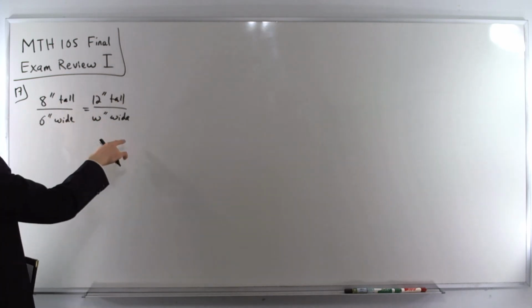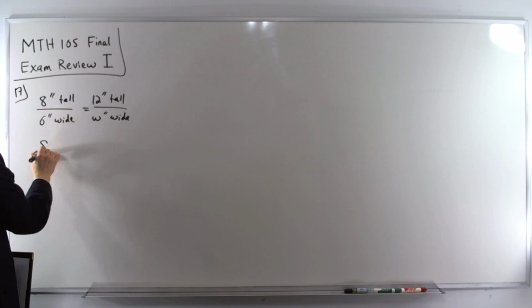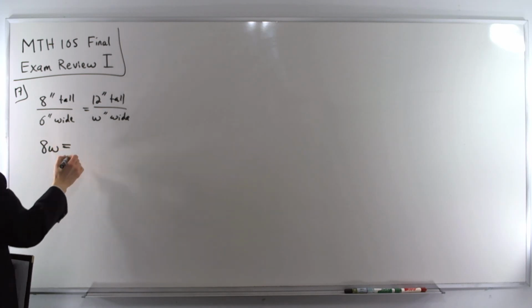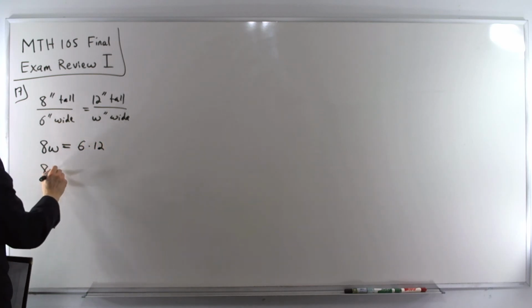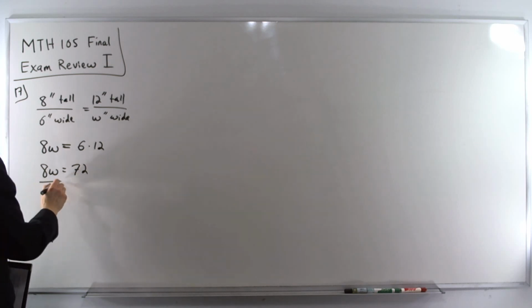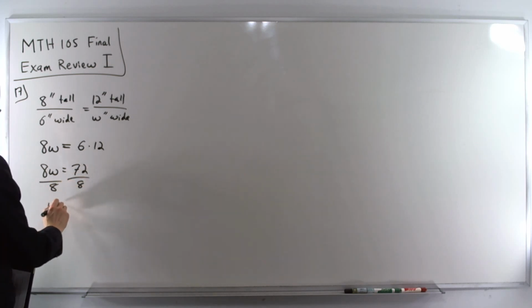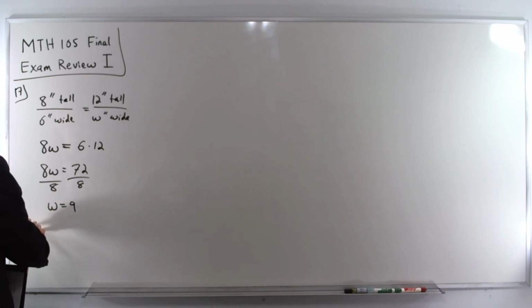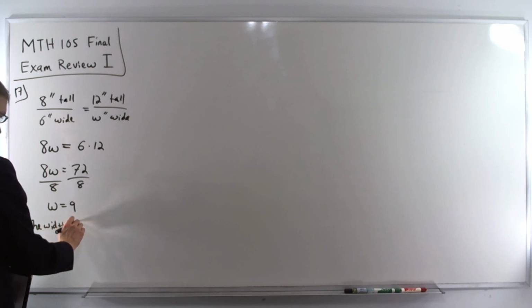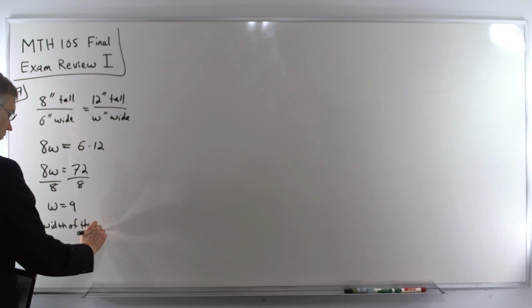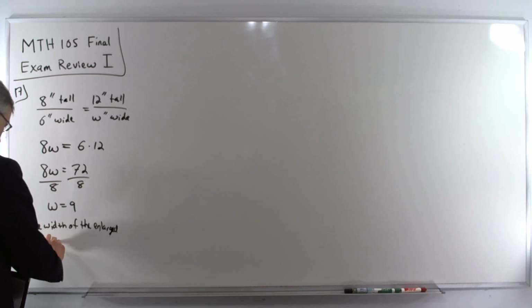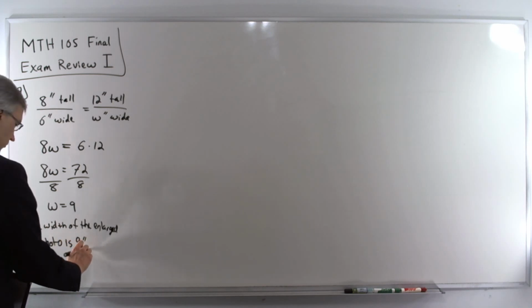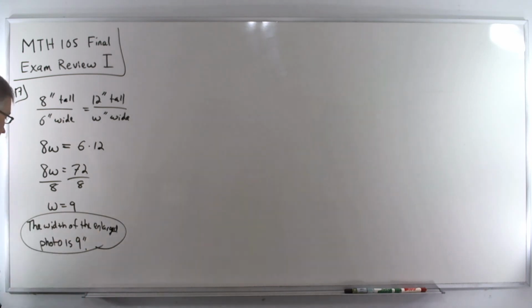Solve these by cross-multiplying. So we got 8 times W. Don't need to write the units now, they'll just get in the way when we're solving, and then 6 times 12. That makes 8W equals 72, divided by 8, and we get W equals 9. So that makes the width of the enlarged photo 9 inches.